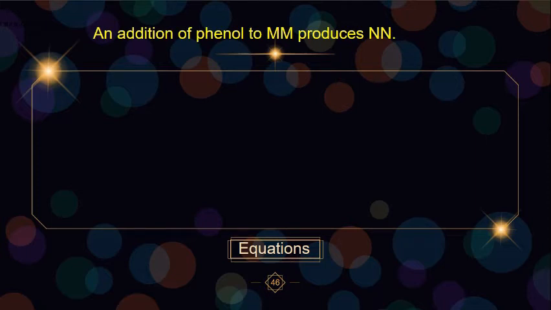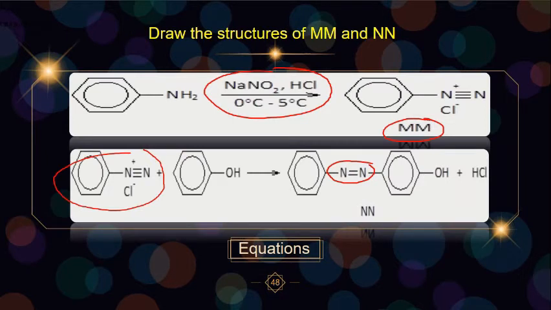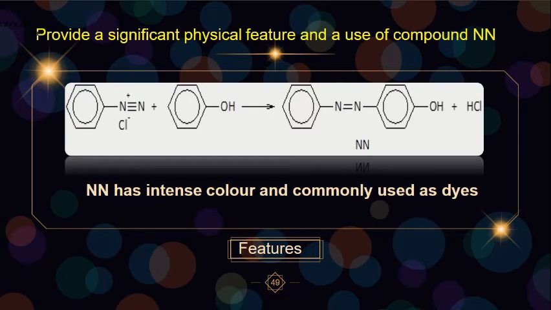Okay, so ini untuk MM and NN. So disuruh write the chemical equation involved. So kita dah write. So draw the structure of MM and NN. Dah draw. So ini structure MM, this is structure NN. So disuruh provide a significant physical features and use of compound NN. NN ni dia ada intense color lah. Dia ada intense color. So bila dia ada intense color, dia actually commonly used as a dye.